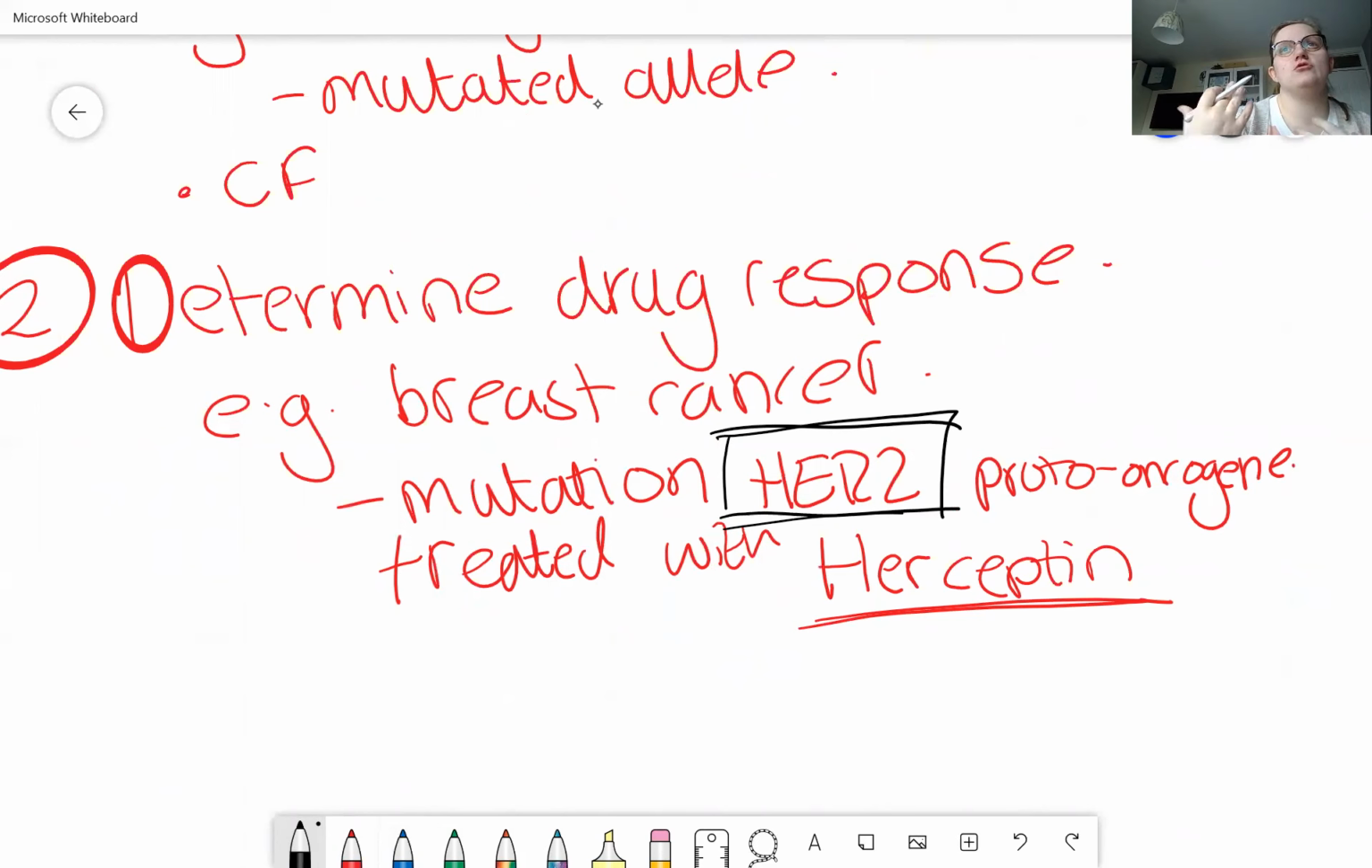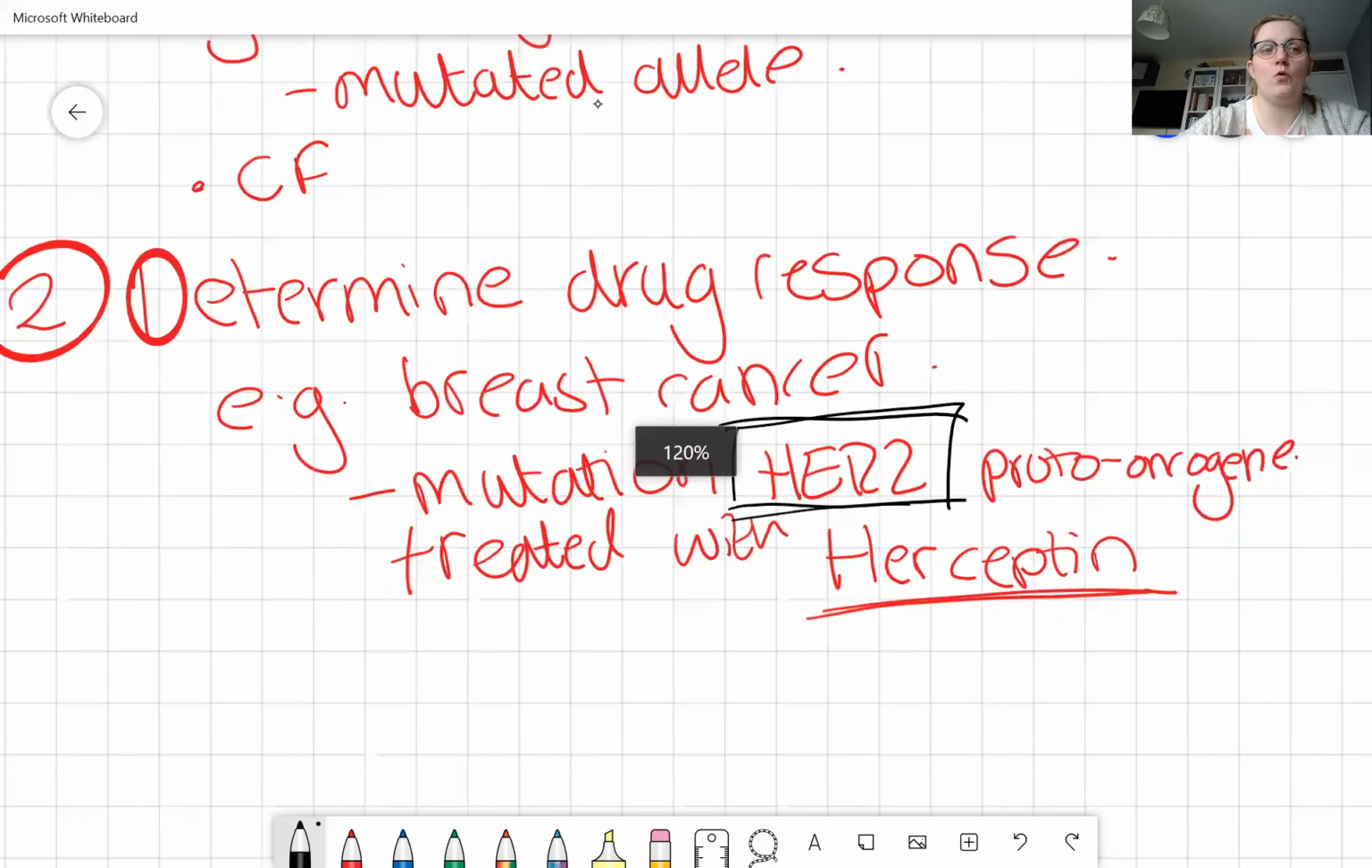So being able to run the DNA of someone who's got breast cancer using one of these DNA probes, a microarray, to see if they have the HER2 mutation, is great, because then that lets us know if there's any point in treating with Herceptin or not. Otherwise, we might be wasting time, money, and making someone more poorly because we're treating them with a drug that isn't going to work on them.